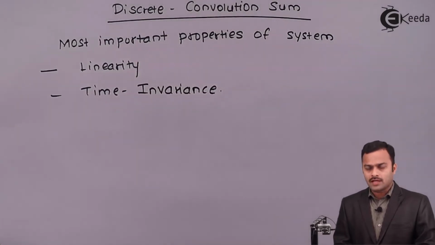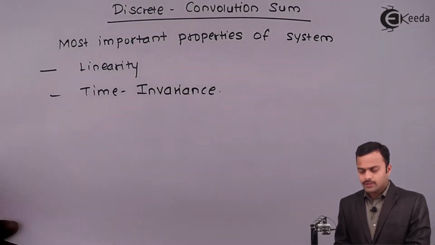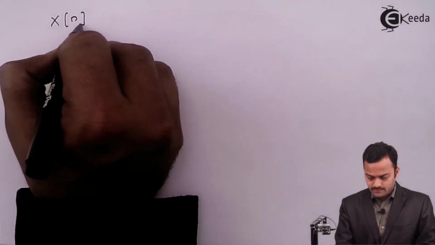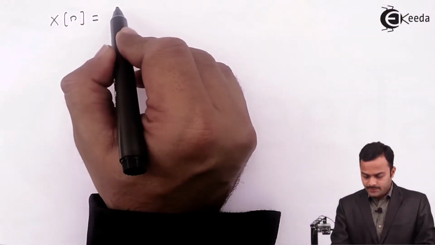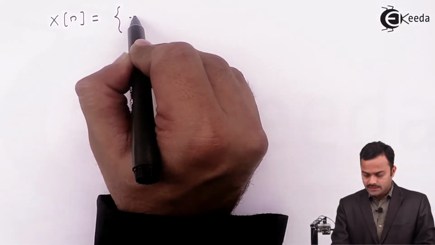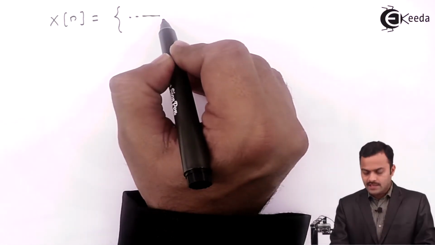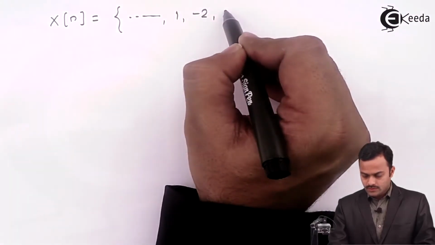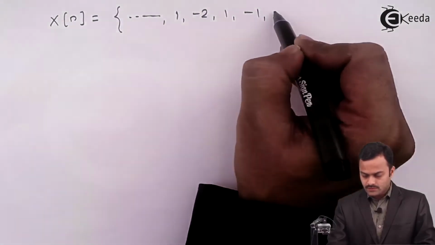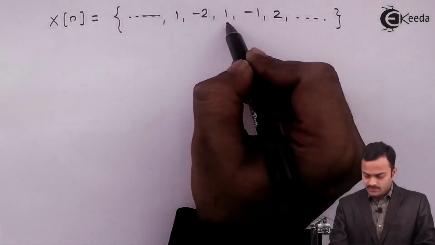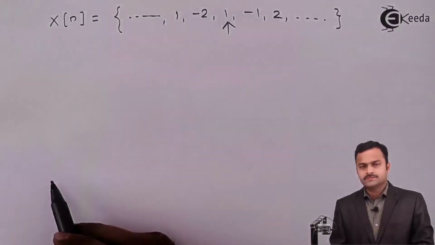Before going for convolution, I would like to have one simple discrete time sequence, x of n. Let's represent it like this. From minus infinity it starts, and maybe has values 1, minus 2, then 1, minus 1, 2, and it can go up to infinity. A random sequence I have taken with origin at this point.